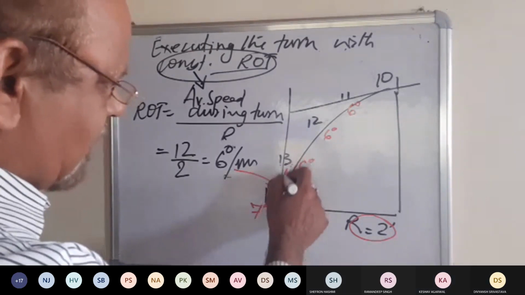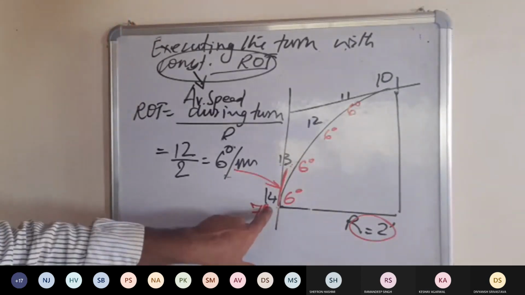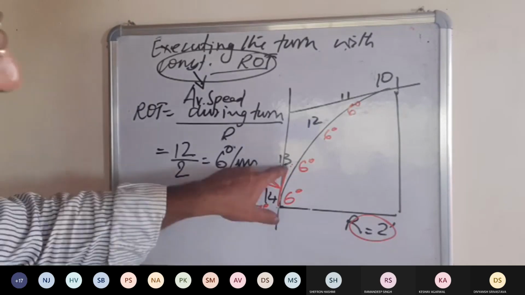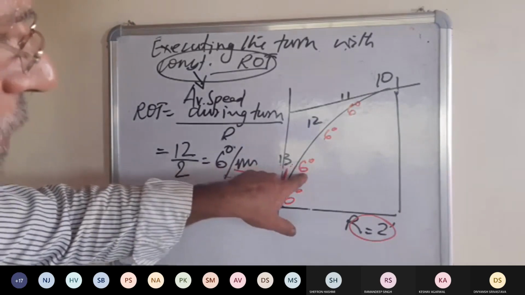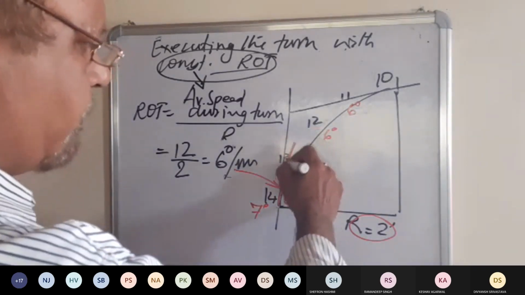Very good. So she will start going out of the turn. Why? Because what you are giving is less than the required ROT. Still, the required ROT is 6.5, but you are giving 6. So she will continue to go out.